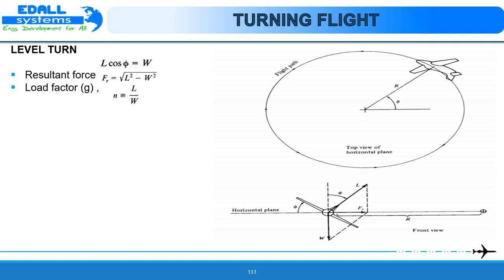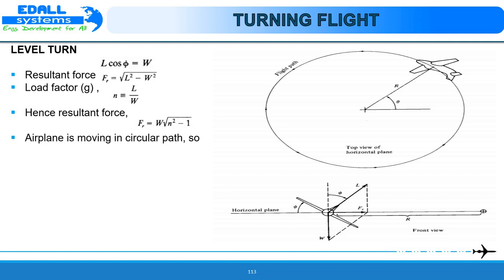The load factor is usually quoted in terms of G's. For example, an aeroplane with lift equal to 5 times the weight is said to be experiencing a load factor of 5 G's. Hence, Fr can be written as Fr is equal to W root of n square minus 1.